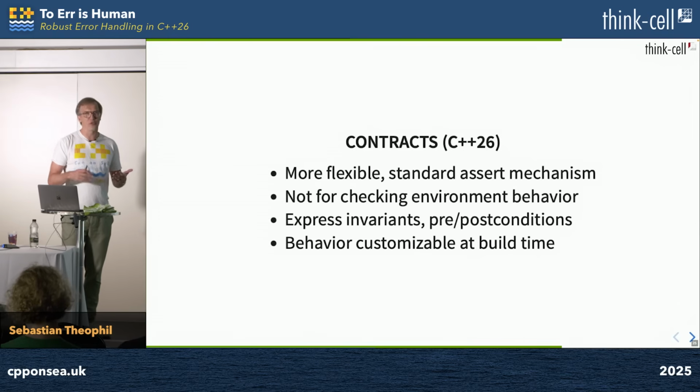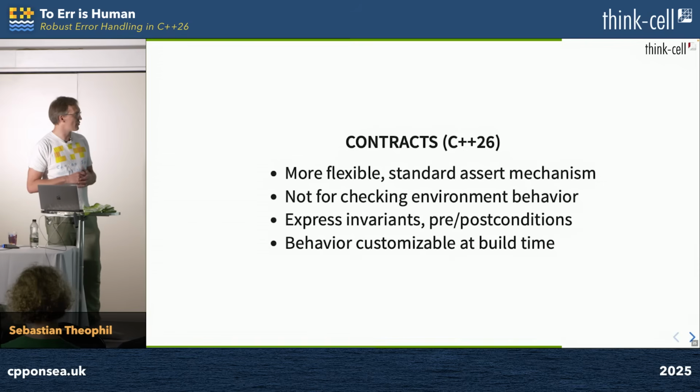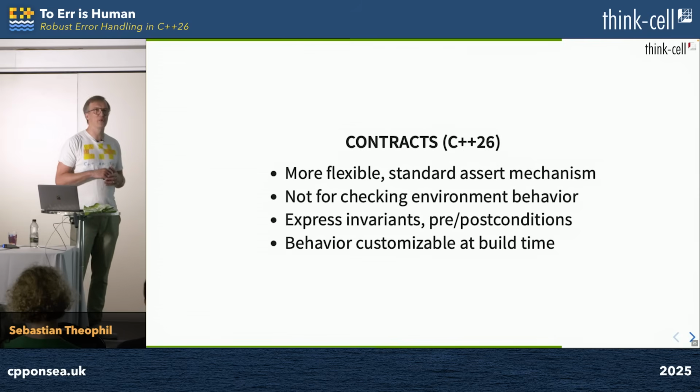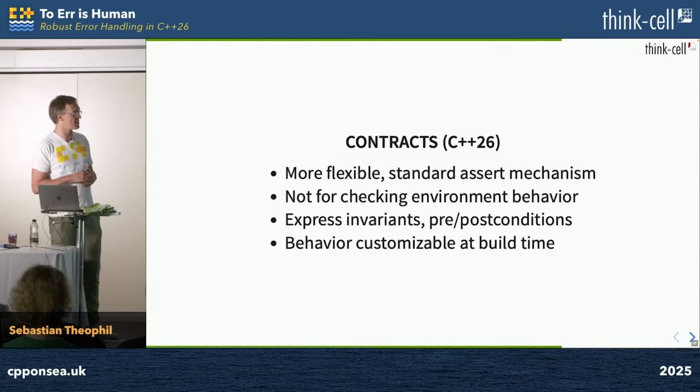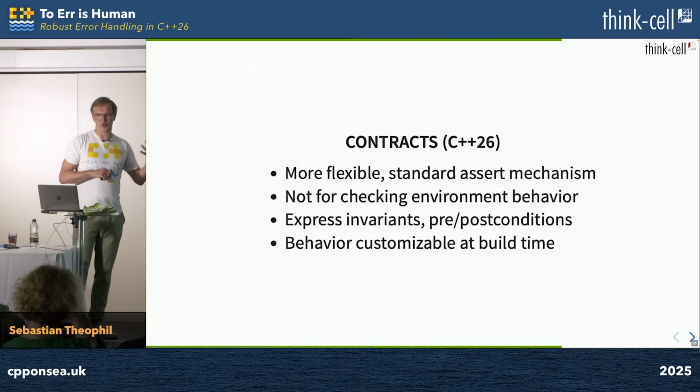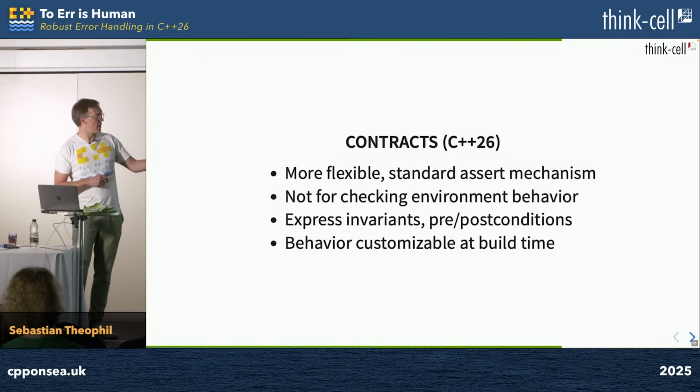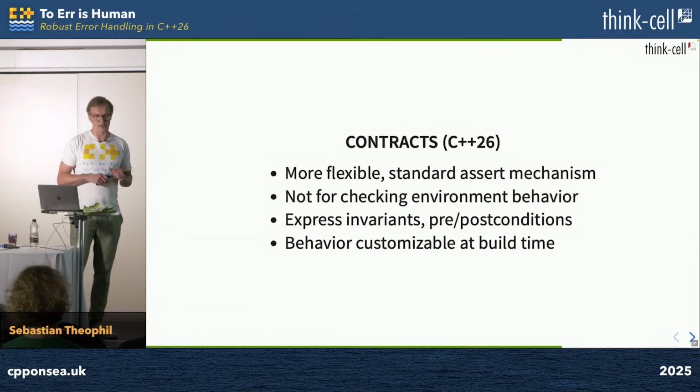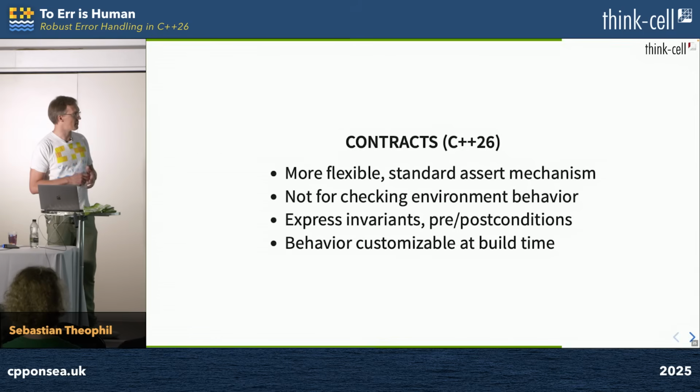Contracts are a more flexible standard assert mechanism for the future. They're not so much for checking environment behavior. They're more for checking your own invariants in the code, and of course pre and post conditions, which are the nicest contracts feature. And very importantly, their behavior is customizable at build time, which makes them such an improvement over the old assert, which would also always terminate in debug build, right, and not be enabled in release builds.